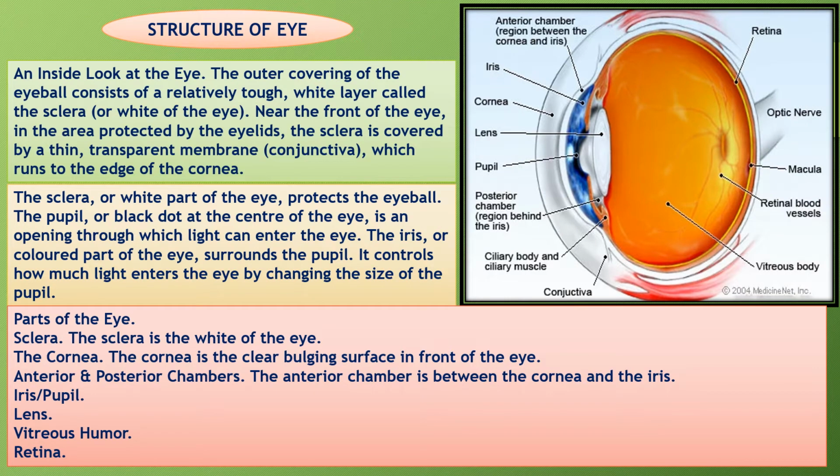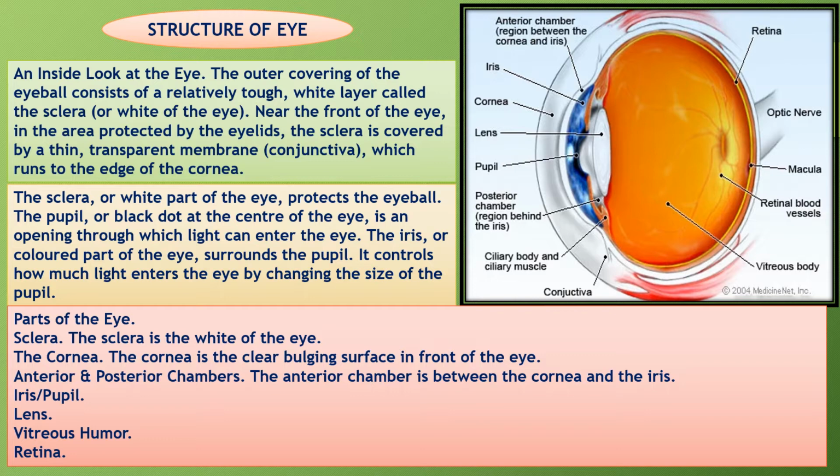First, we are starting today's class with discussing the structure of the eye. An inside look at the eye. The outer covering of the eyeball consists of a relatively tough white layer called the sclera, or white of the eye. Near the front of the eye, in the area protected by the eyelids, the sclera is covered by a thin transparent membrane called conjunctiva, which runs to the edge of the cornea.